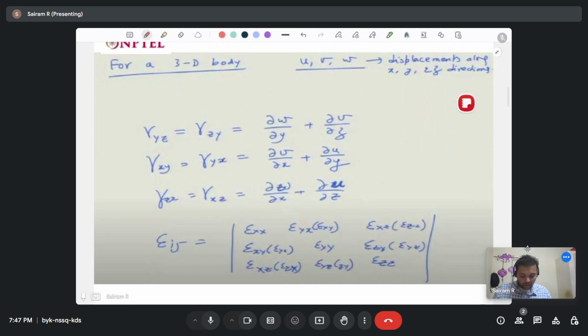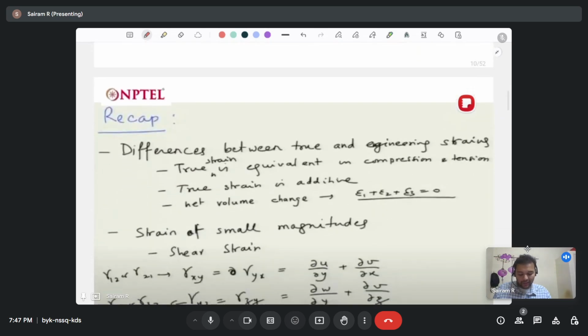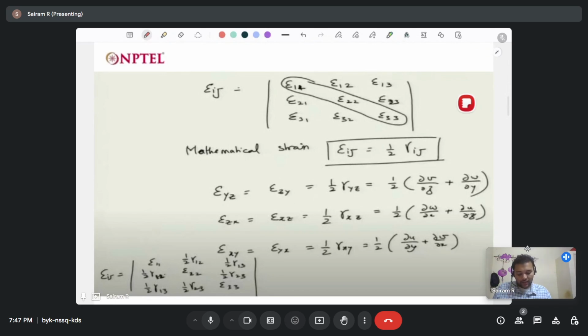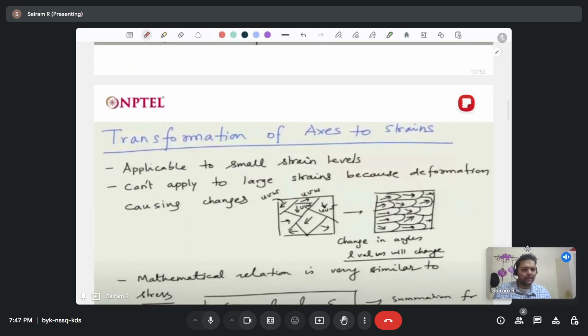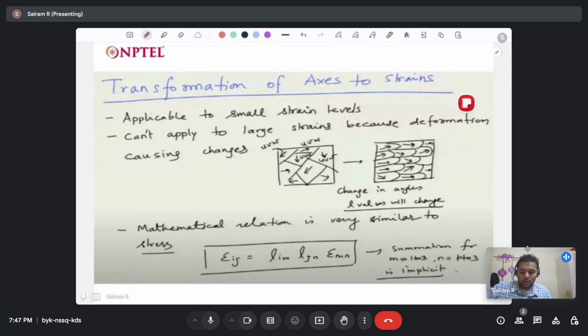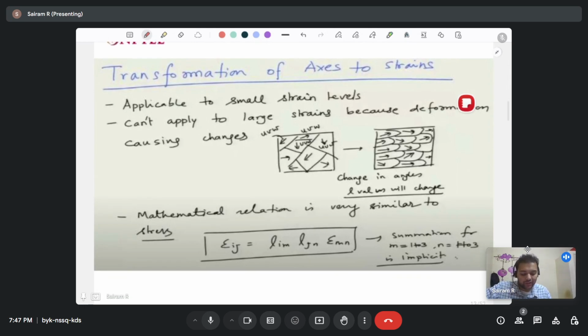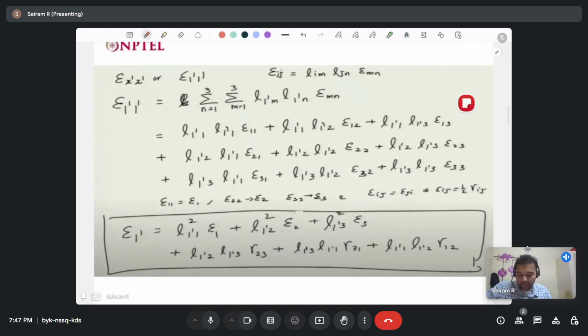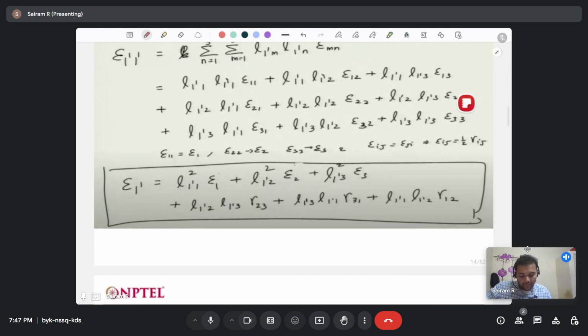Mathematically, we saw that epsilon ij equals 1 by 2 gamma ij. The derivation of this is in the data book, or even in the book that the professor had suggested. You can go through it. Transformation of axis for strains is very similar to transformation of axis for stresses. Here, the professor had solved for epsilon 1 prime 1 prime, or epsilon 1 prime.